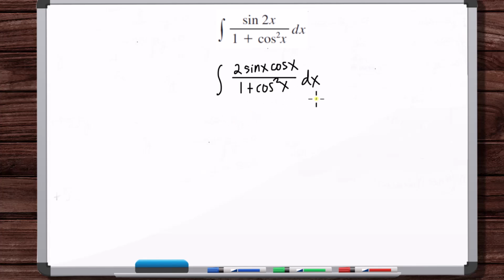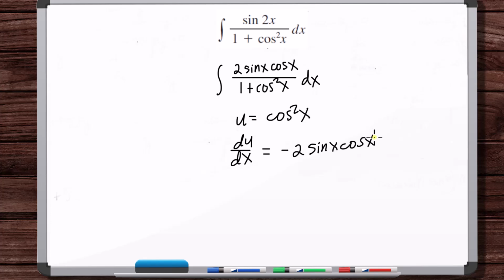Now, okay, what if we made u equal to cosine squared x? Then du dx would be what? 2 cosine x times the derivative of cosine x, which is minus sine of x. So minus 2, and then I could put sine x first, sine x, cosine x. Yeah, that should work. Okay, so dx, and then we'd have minus 1/2 du is equal to sine x cosine x.